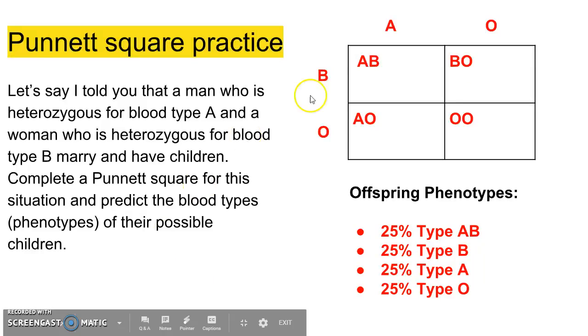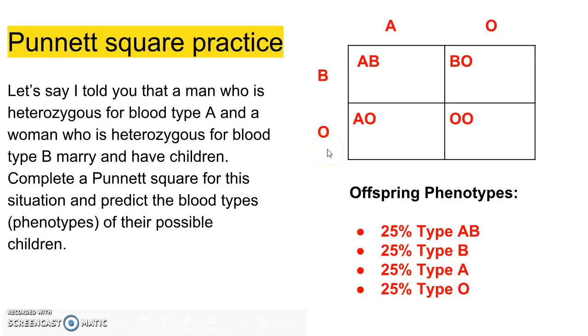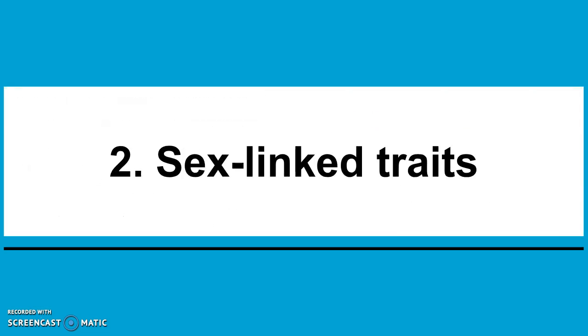Okay, so here's our Punnett Square. We set up the man who's AO up top and the woman who's BO on the left side of the Punnett Square. And we filled in all the possible genotypes of our offspring. So we find that 1 out of the 4, or 25%, are going to have blood type AB. 1 out of 4, or 25%, have the blood type B because they have the genotype BO. Okay. 1 out of 4, or 25%, have type A since they have the genotype AO. And then 1 out of 4, or 25%, have blood type O. So this is an example of a Punnett Square problem involving blood types.